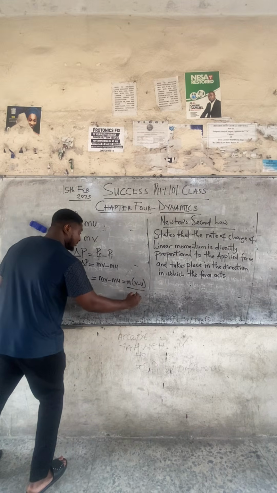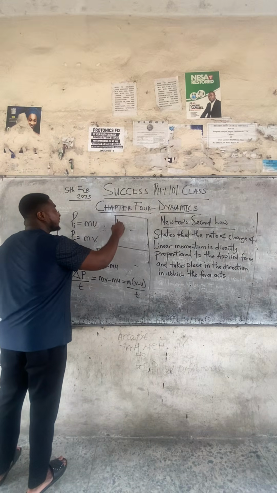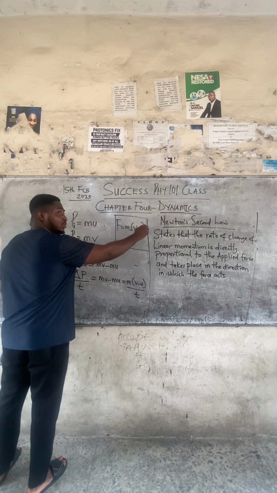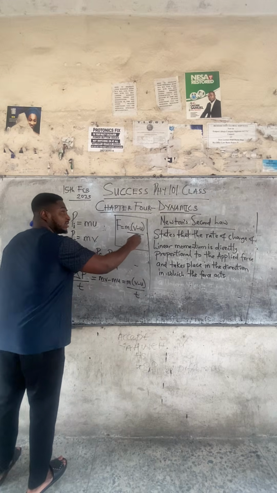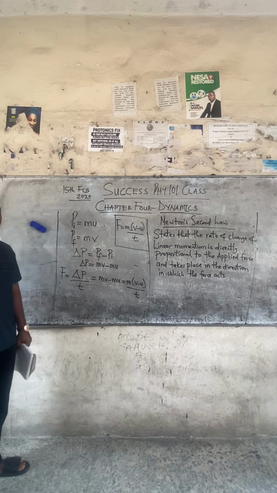If you factorize m here, we're going to have m into bracket v minus u all over time. So class, from Newton's second law of motion, we're able to derive that the force acting on the body is m into bracket v minus u all over t, time.